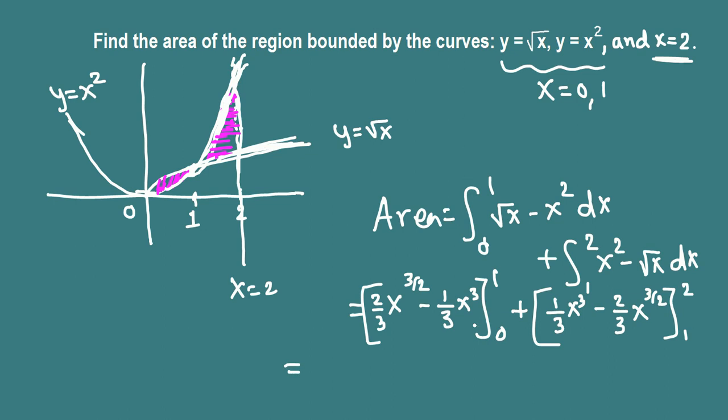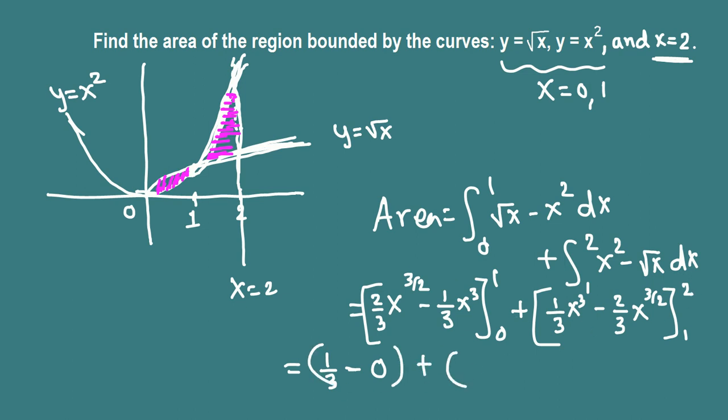Now simplify, you may use your calculator. When you plug in 1, 1 raised to a number is 1, so 2/3 minus 1 cubed is 1, 1/3. 2/3 minus 1/3 is basically 1/3. Plug in 1 on the top, the upper limit gives 1/3, minus plug in 0 for the lower limit, it will be 0. This evaluates the first part.